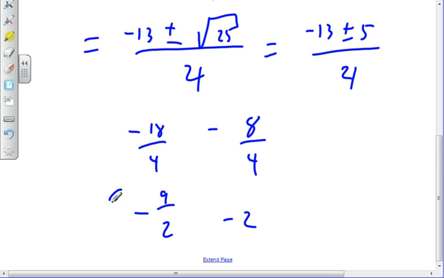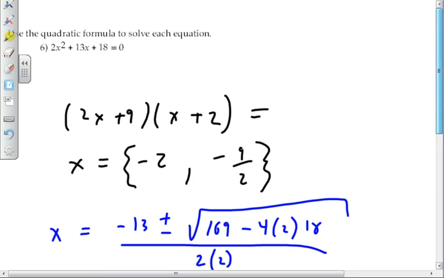So I end up with the same answer doing it that way. But I could have just as easily put it in my calculator, polynomial solver: 2, 13, 18, solve. Oh, minus 2 and minus 9 over 2. Wow. I don't believe it.